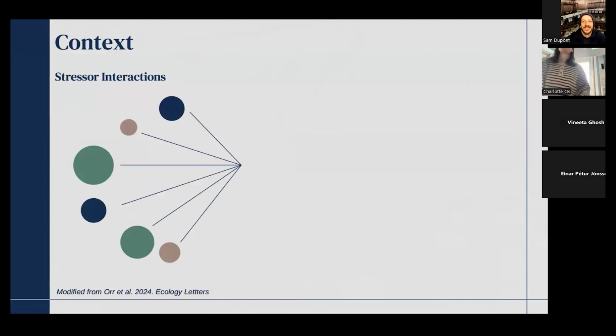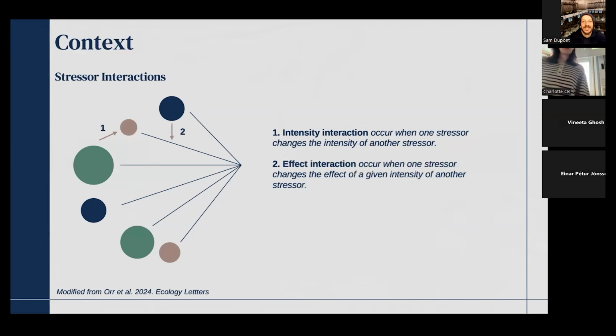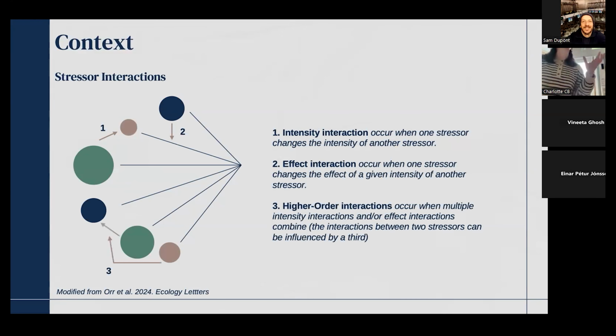And all of these stressors can interact. So this is a very schematic way of looking at different stressor interactions. Let's say that all of the little rounds are different stressors. We can have intensity interactions that occur when one stressor changes the intensity of another stressor. We can have an effect interaction that happens when one stressor changes the effect of a given intensity of another stressor. And we can have what we call high order interactions, which basically occur when the interaction between two stressors is altered by a third one.